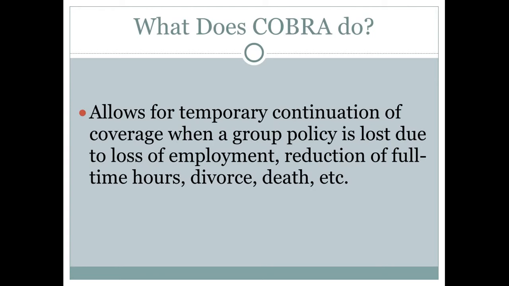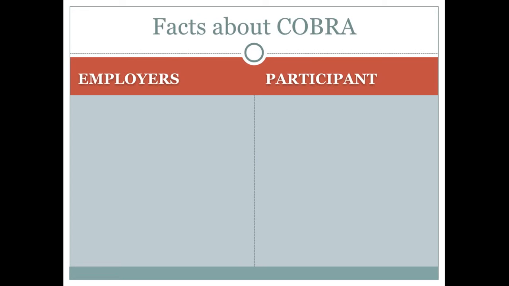These events can include loss of employment, either quitting or getting fired; reduction of hours, so going from full-time to part-time, therefore losing eligibility for benefits; divorce, so an ex-spouse who was receiving benefits prior to divorce can still enroll on Cobra to continue their health insurance coverage; or death. So if an employee passes away, their family still has the ability to maintain coverage through their deceased family member's group policy. I have a few facts about Cobra and I divided them into two categories: employers and participants.